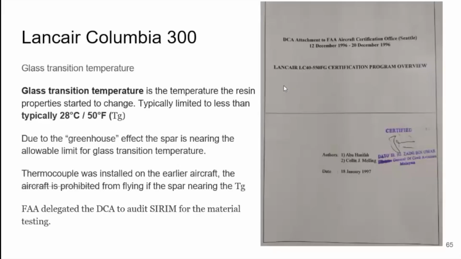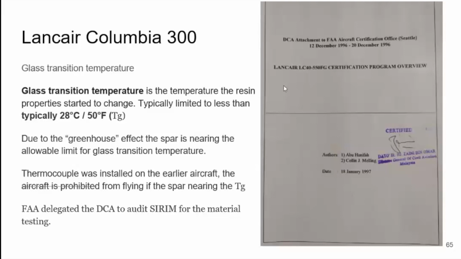Lancair, the Columbia, the Lancair LC40 5550FG. I was at DC at this time, and we were doing the Lancair project. It was supposed to come to Malaysia. It should be the second aircraft project for Malaysia, the third aircraft project after Eagle and SME. However, this project was stopped in the US. So we were involved in the early development of this Lancair project, and the early development of the aircraft.